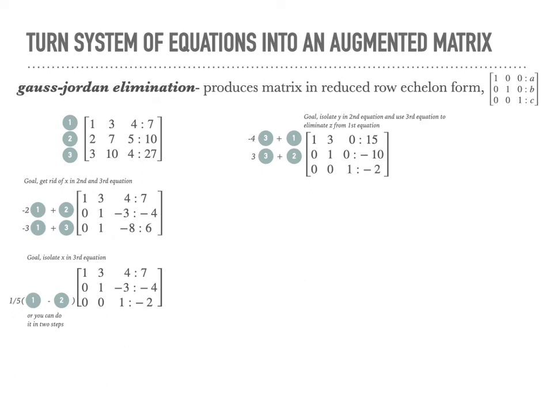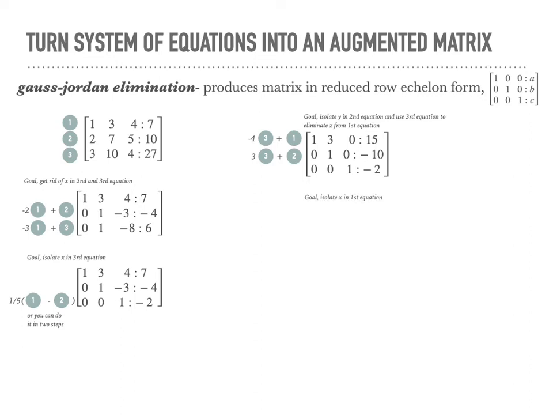Now the same kind of concept applies when trying to isolate y in the second equation. All we do is multiply negative 4 by 3, and we simply add that to 1. This is because when you multiply negative 4 by 1, which is the value of z in the last, or the third equation, negative 4 plus 4 equals 0, and instead of 1, 3, 4, colon, 7 in the previous matrix, we now have 1, 3, 0, colon, 15.